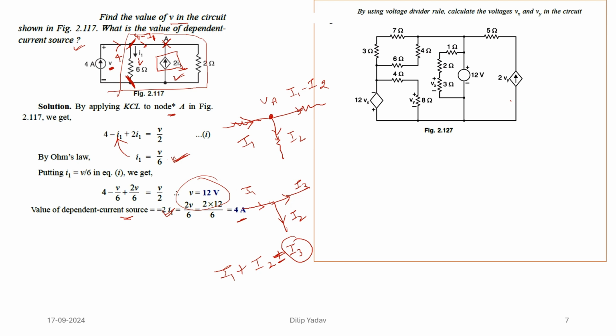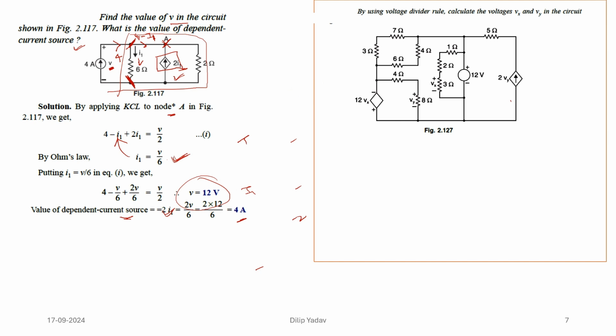We have another question that has a dependent source, and it is asking you to calculate the voltage Vx by using the voltage divider rule. That means it's a combination: we are using the voltage division rule and also the dependent source to solve this. So how are we going to solve this?